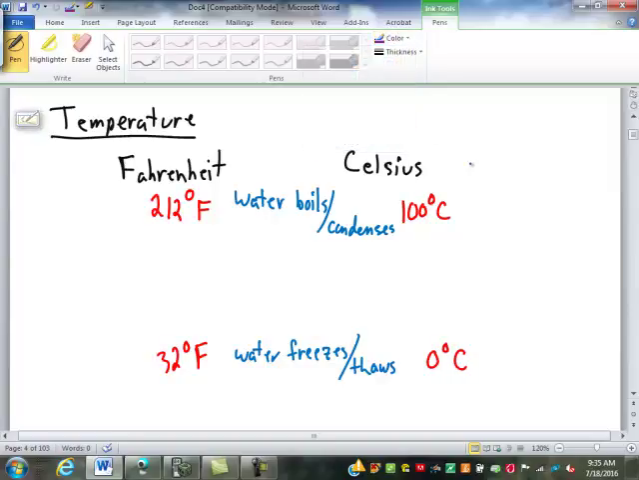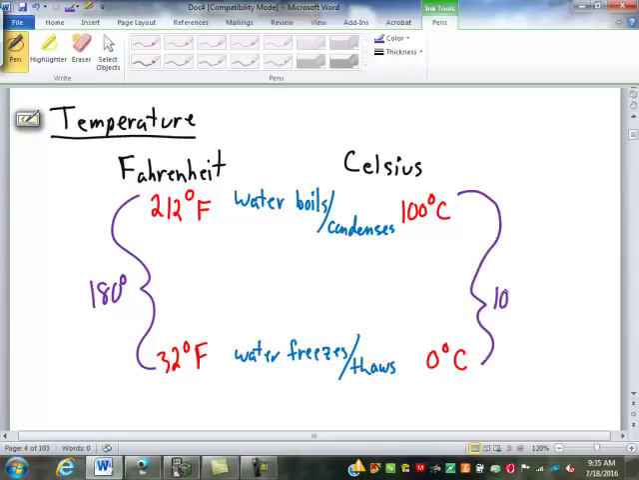Now, a couple of things you will notice here. One is, on the Fahrenheit scale, from freezing to boiling, that is a 180 degree range. On the Celsius scale, it is only a 100 degree range, which is telling me that 1 degree Fahrenheit is a smaller change in temperature than 1 degree Celsius is.